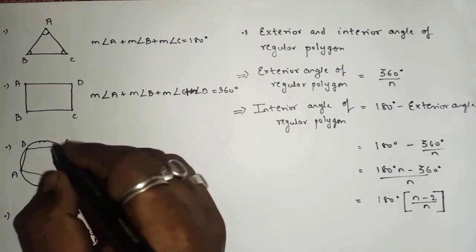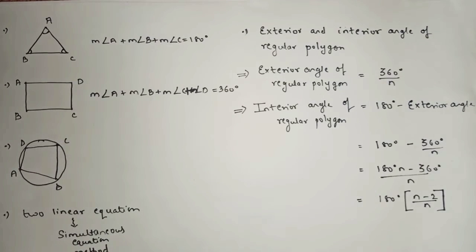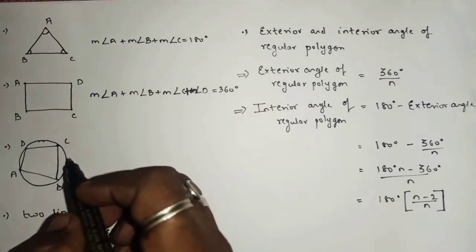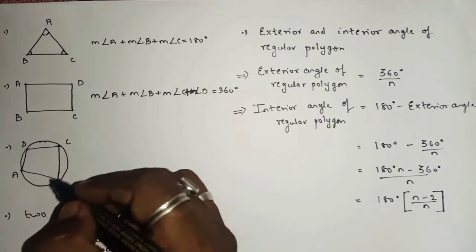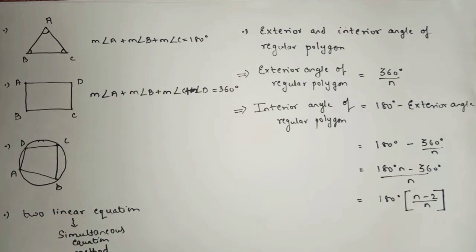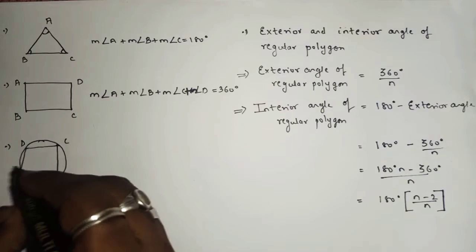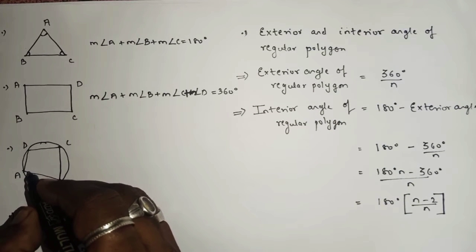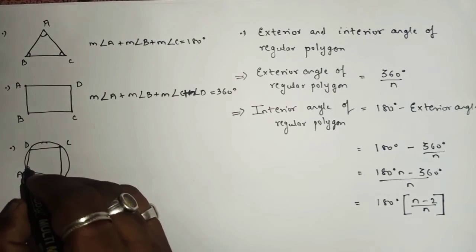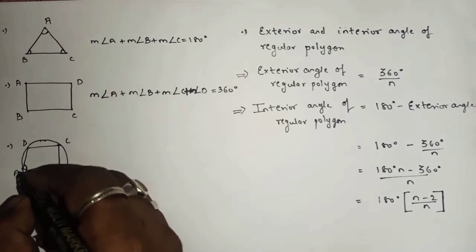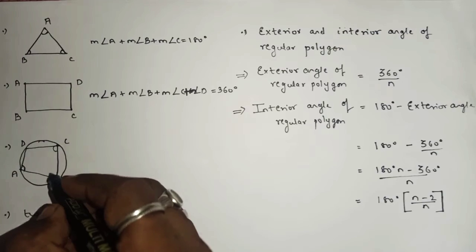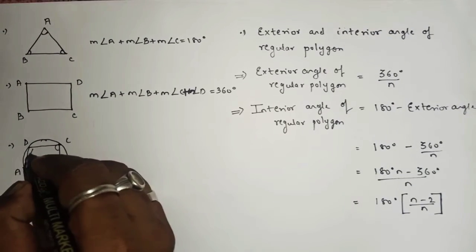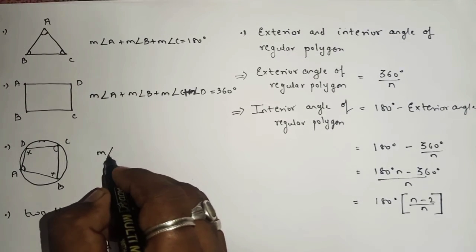Okay, so if a question says it is a cyclic quadrilateral, and then we have to find the angles of the quadrilateral, we know the property of a cyclic quadrilateral: the sum of each pair of opposite angles. The opposite angle for A is C, and the opposite angle for B is D. So here we'll use this property.